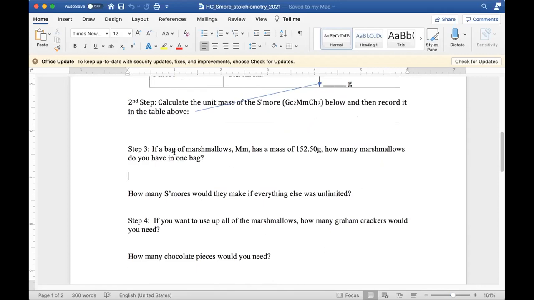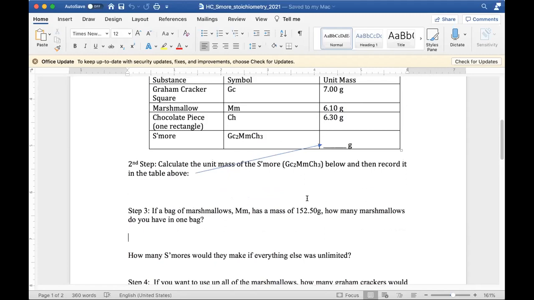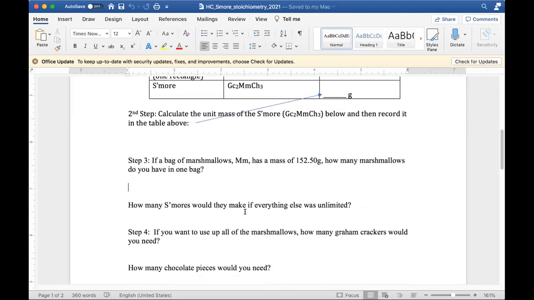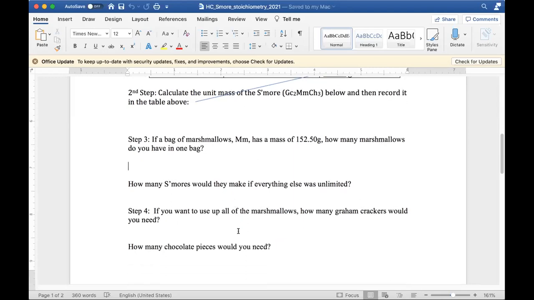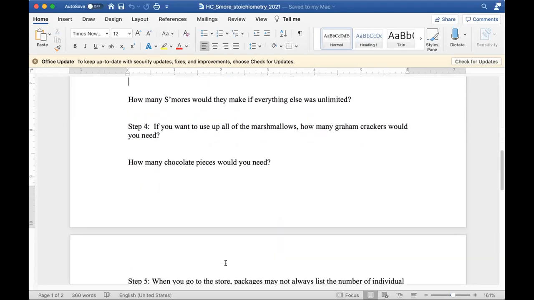So anyway, if you have a single bag of marshmallows, that's the total mass of marshmallows. How many marshmallows do you have in a bag? So if you know the mass of an individual marshmallow and the total mass of marshmallows in the bag, that'll let you know how many marshmallows you've got. How many cookies could you make if you had an unlimited amount of chocolate and graham cracker? If you wanted to use up all the marshmallows, how many graham crackers would you need, and how many chocolate pieces would you need if you're going to use up that whole bag of marshmallows?